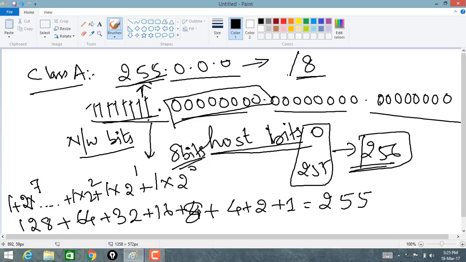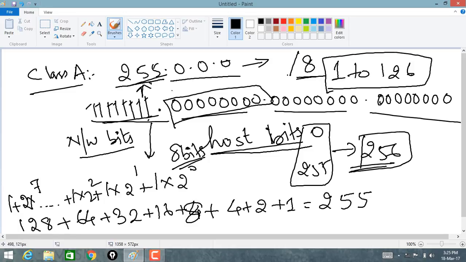The default subnet mask and the range: class A range goes from 1 to 126. That will be determined by the first octet. For example, 10.1.1.1. From the first octet we come to know which class this belongs to. So this is 10, which falls in 1 to 126, so this will be class A. And the default subnet mask of class A is 255.0.0.0.